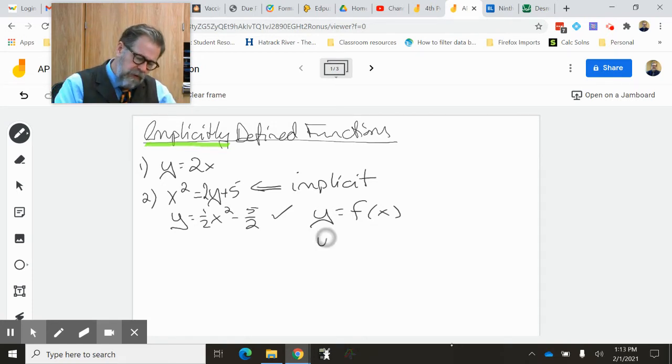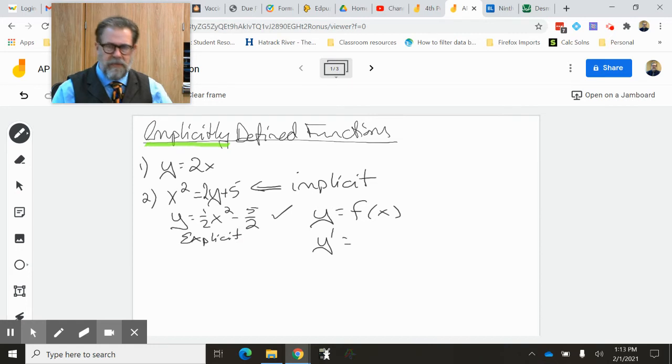Now, if I want to find y prime, in this case, super easy. I've written it as an explicit function, and all I have to do is take the derivative of the explicit function and use the power rule and the constant rule, and I get the derivative of that is x. It is a straight line.